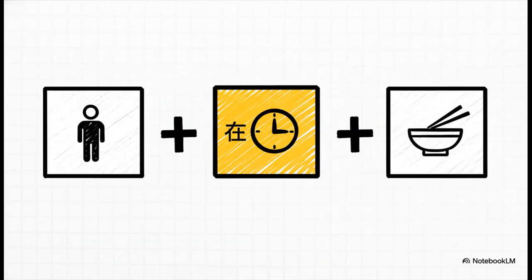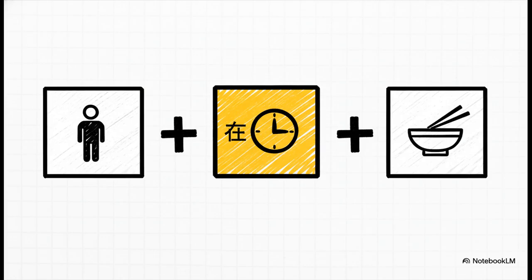Now, let's build our full sentence. I eat at 7 o'clock. We just follow the formula. Subject, 我, time phrase, 在7点, 在7点. And our verb phrase, 吃饭, to eat a meal. So let's say it slowly, piece by piece.